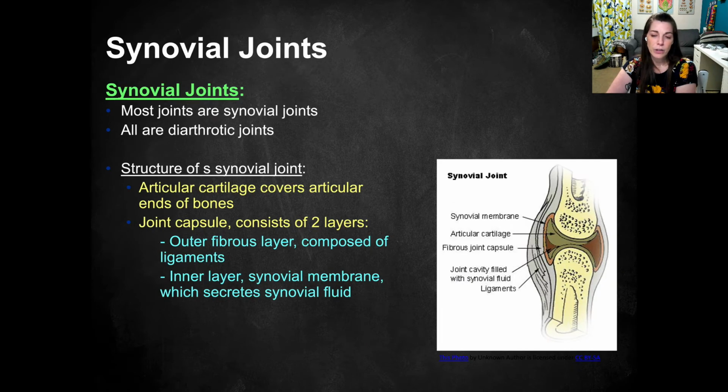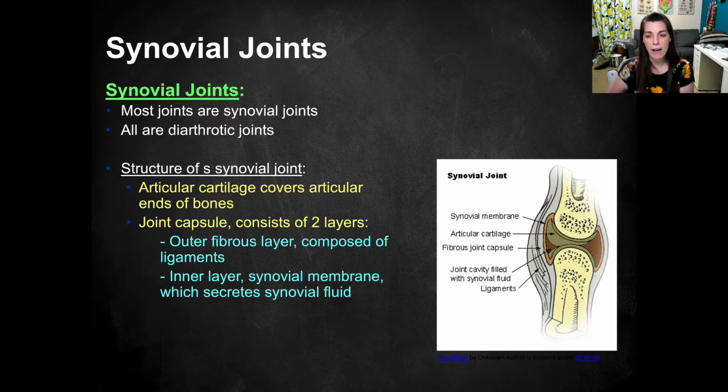Next, synovial joints. Okay, so you guys are going to do a project on a synovial joint. It's a major grade. You're going to have to build a model of a synovial joint. Most joints in the body are synovial joints. All of them are diarthrotic, which just means that they're freely movable. So you need to know the basic structure of the synovial joint just in general, and then you're going to have to look up the specific structure of the synovial joint that you select.